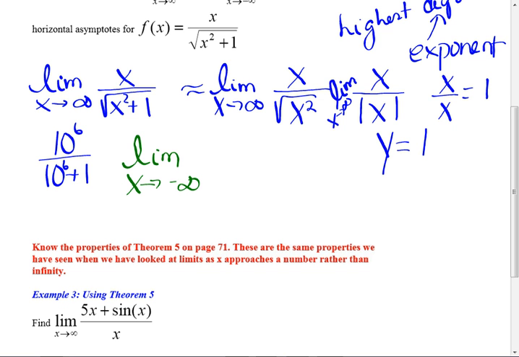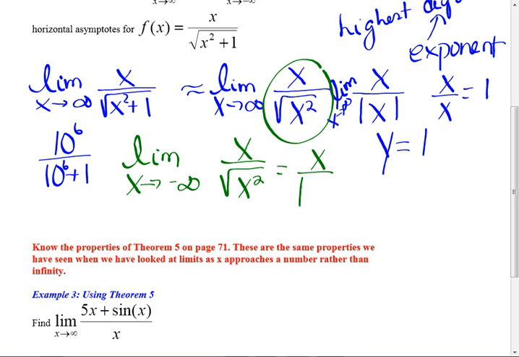Well, this is still going to look like this. It's x over the square root of x squared, which is x over the absolute value of x. Now, x is going to go to a very negative number, like negative 10 to the 6th. That's negative $1 million. And what's going to happen here? Because it's a square root, it has to stay positive. This is positive 10 to the 6th. Plus there's a little 1 there, but it doesn't amount to much, which gives you what? Negative 1. So the other asymptote is y equals negative 1.